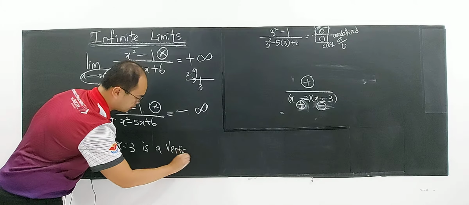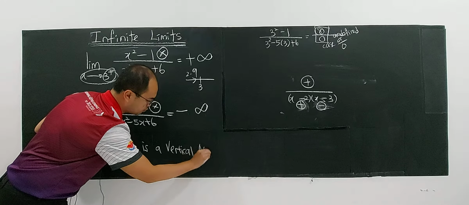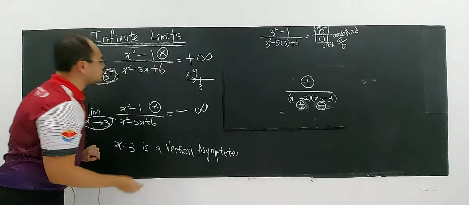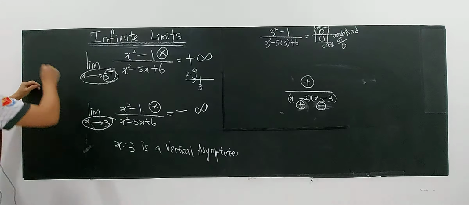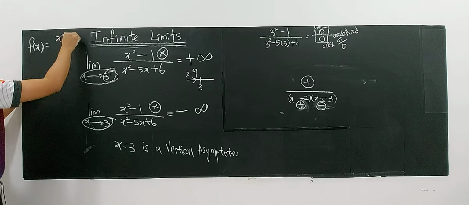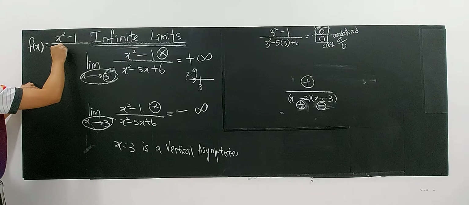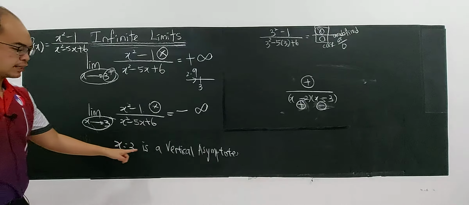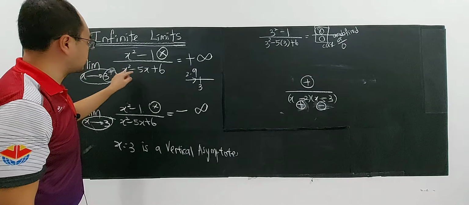vertical asymptote. Right? But in this case, does this function have only one asymptote? My question here is, this special question, does this function only have one vertical asymptote? Is it only 3 that is a vertical asymptote?